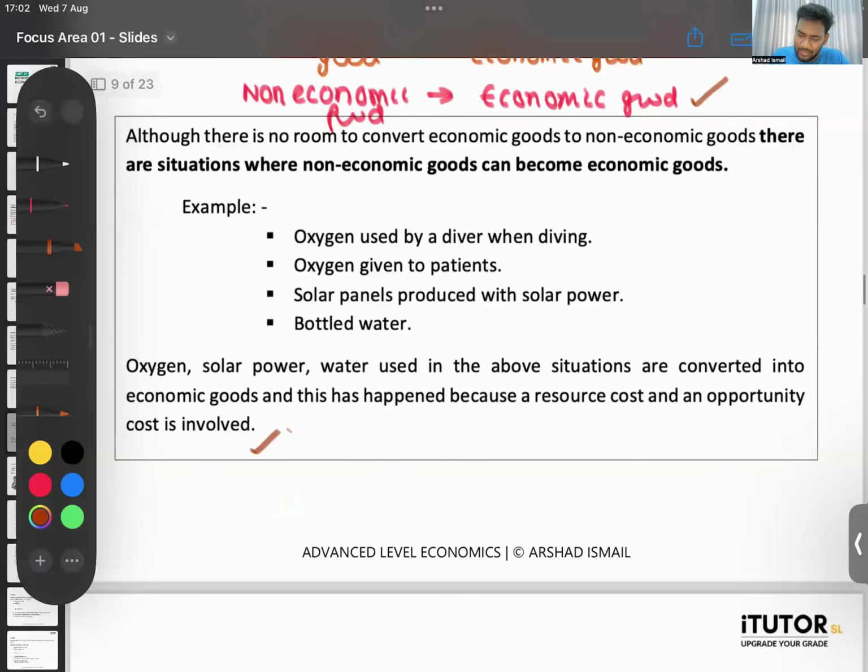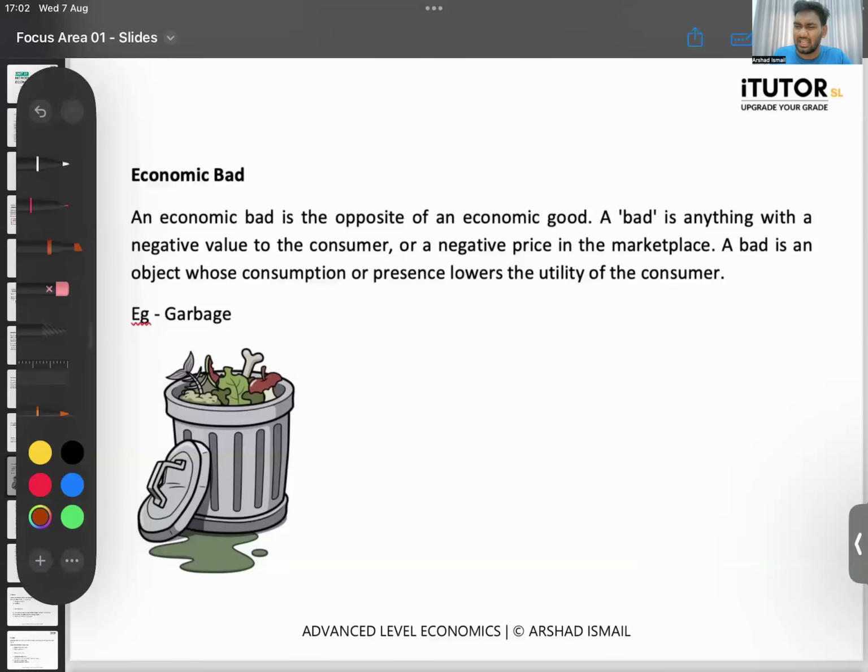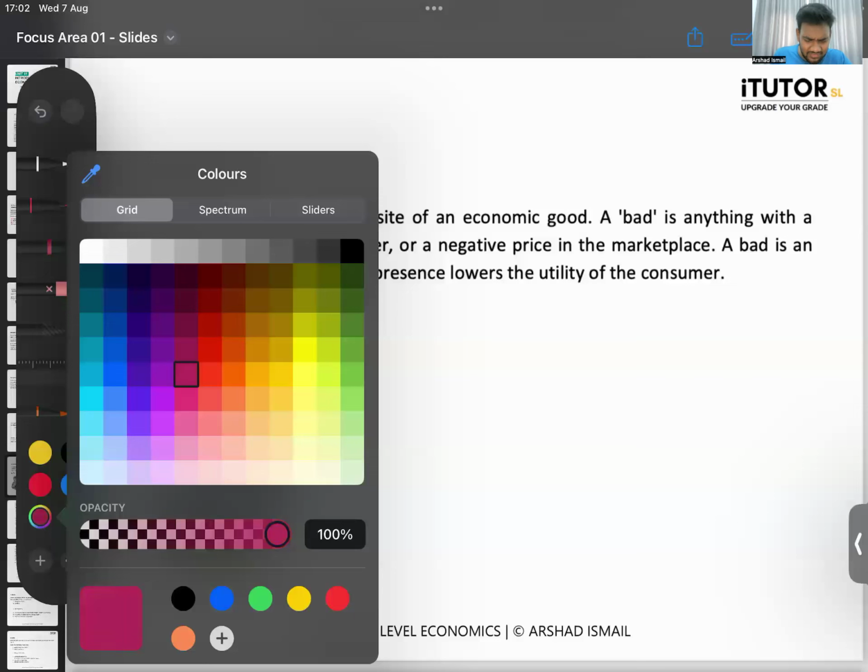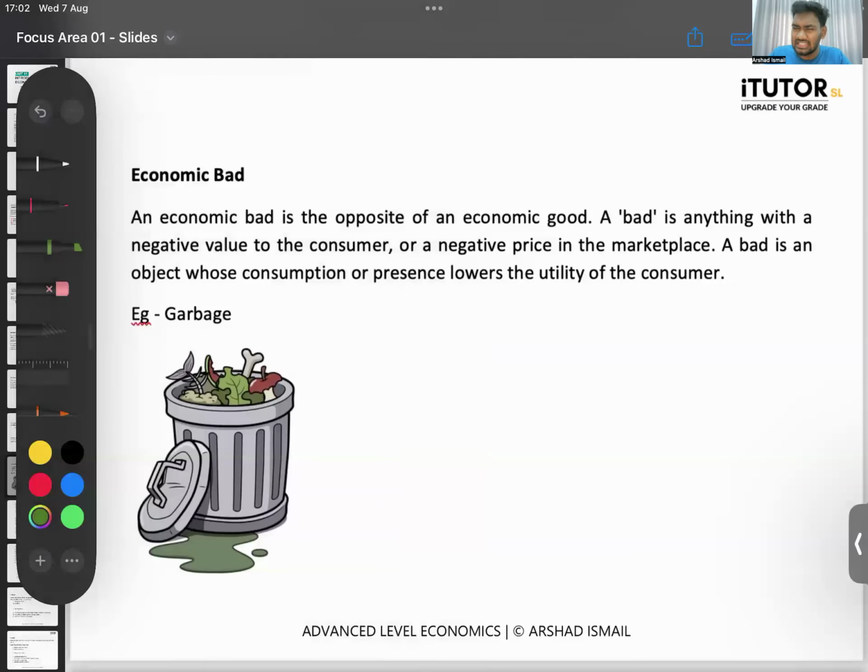What is an economic bad? Now, a good is something that provides positive satisfaction. Then a bad is something that provides what? A bad is something that provides negative satisfaction. It provides disutility. A bad is something that provides negative value. It has a negative price.